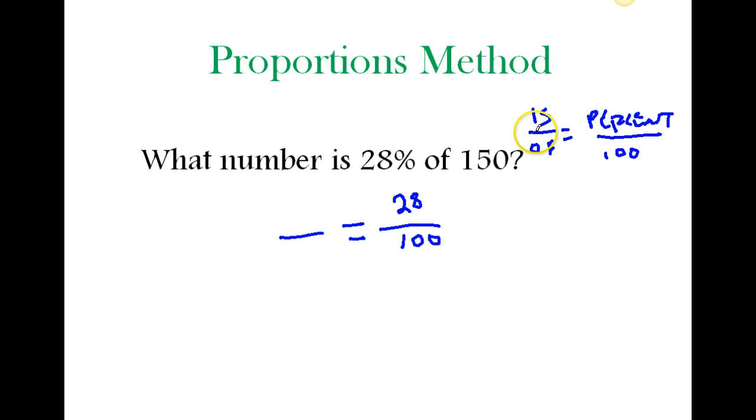Is over of means if I see the word of before a number, then it goes in the denominator. If I see the word is in front of a number, that number goes in the numerator. This is an of 150, so 150 goes down here. My variable goes up here because this is going to represent the what number, what I'm looking for. We talked about several different ways to solve proportions. One easy way is to do cross products. So x times 100 is 100x.